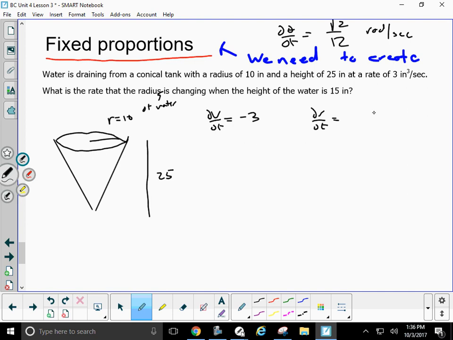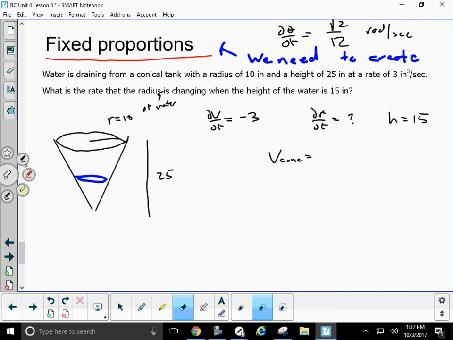When the height of the water is 15. Okay, so here's the tank with those specifications. Here's my water. Water's draining from the tank, the height of the water is changing, and the radius of the water is changing. I know the volume of a cone is 1/3 pi r squared h, so we'll need that.